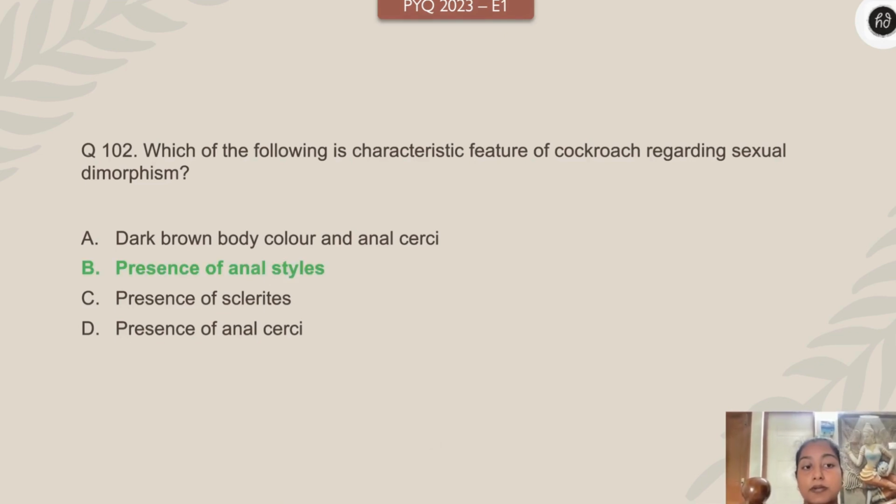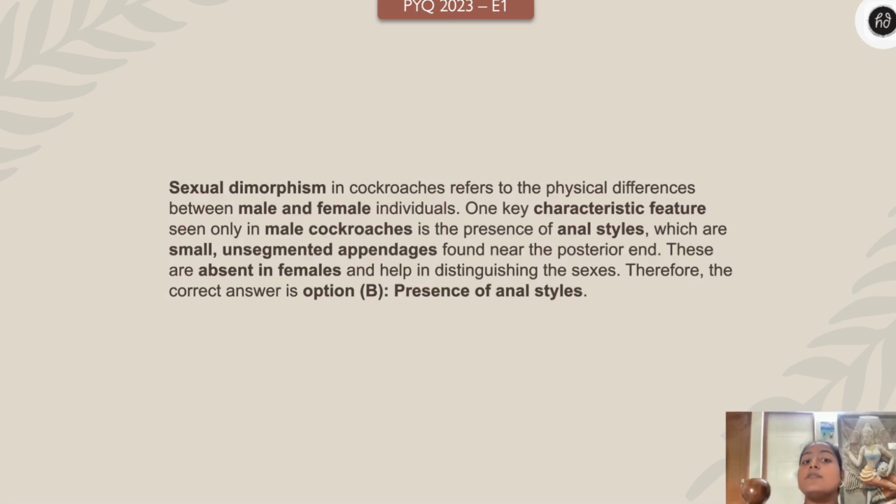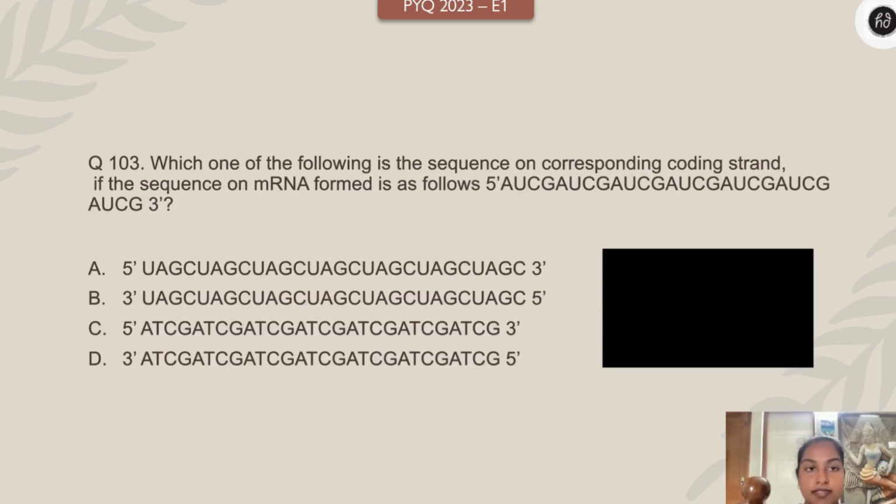Okay, here goes the answer. Presence of anal styles. Sexual dimorphism in cockroaches refers to the physical differences between male and female. One key characteristic feature is, in male cockroach, the presence of anal styles, which are small unsegmented appendages found near the posterior end. These are absent in female and help in distinguishing the sexes. Therefore, option B is the right answer.